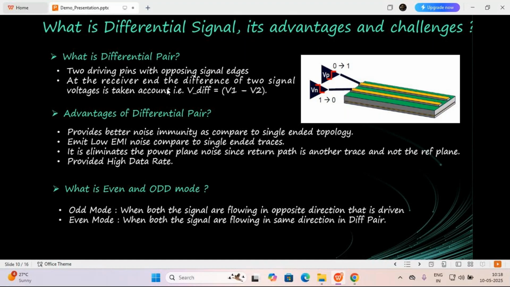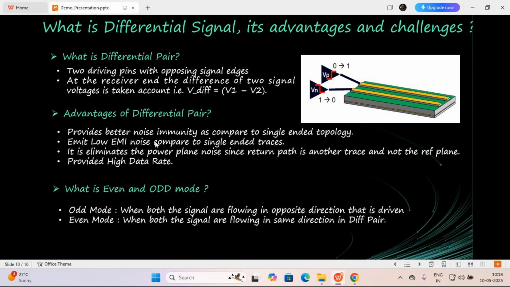And since the noise is present on both the signals, it becomes a common mode noise, and the differential pair eliminates the common mode noise. It doesn't take the common mode noises into account. That is the benefit of differential signaling. So it provides better noise immunity as compared to single-ended topology.